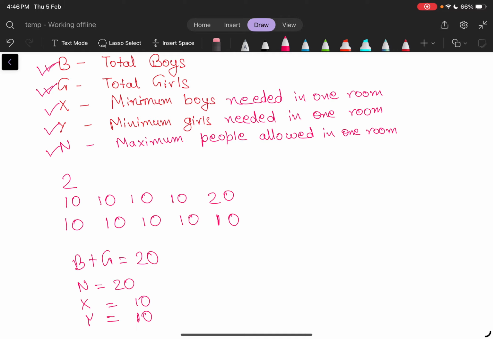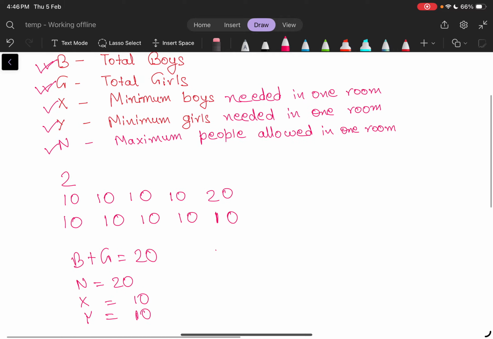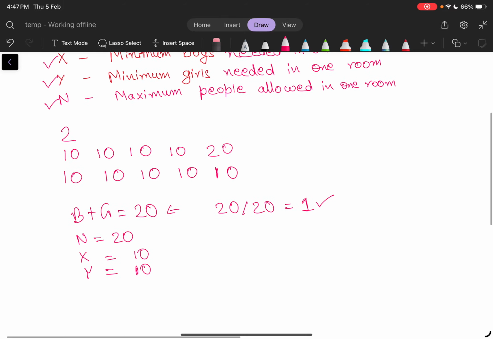We can directly do it. As X value is 10 and Y value is also 10, we can take all 10 girls and all 10 boys, and the total sum will be 20. And inside one room we can already fit 20 people. So 20 by 20, our answer will be equal to 1. So the minimum number of rooms which we require is 1 for the first test case.